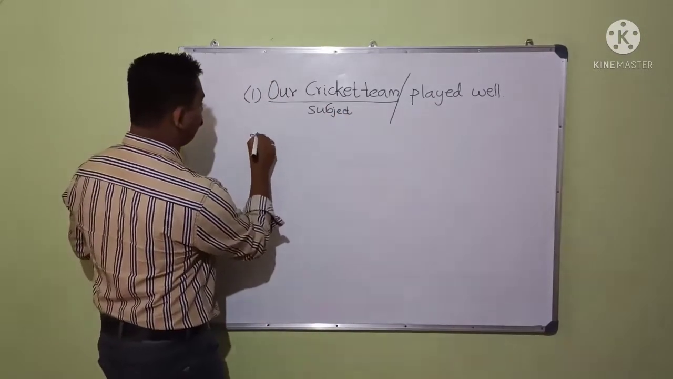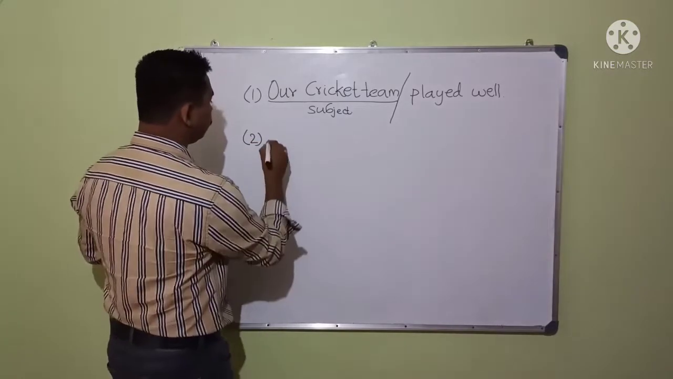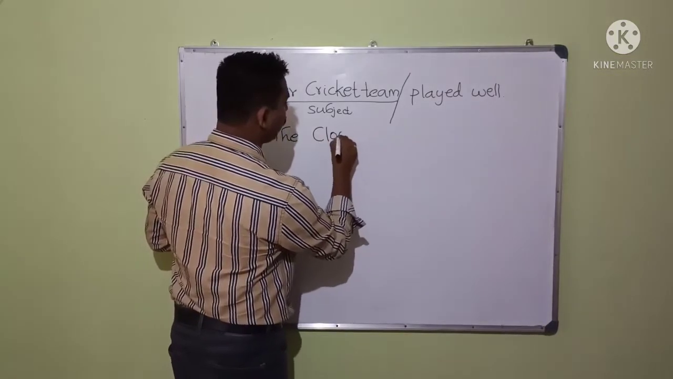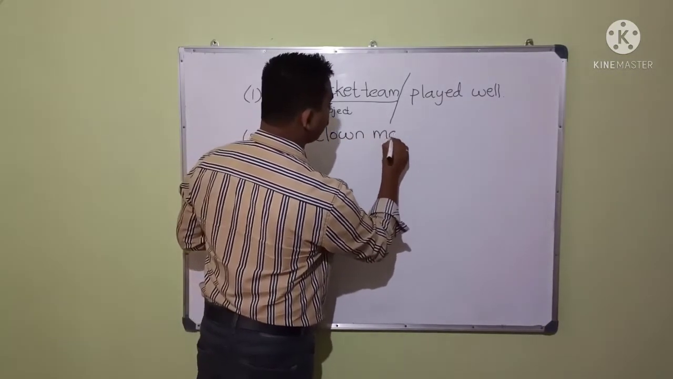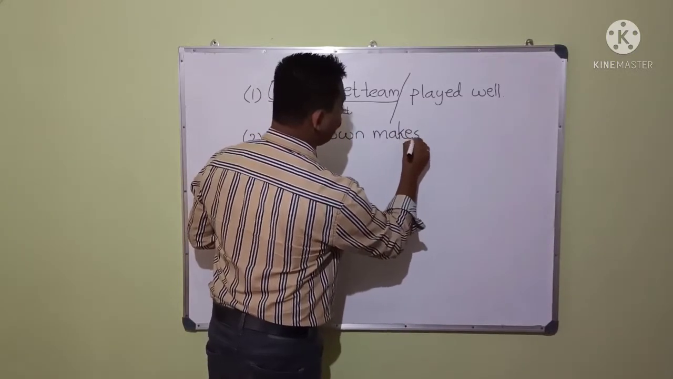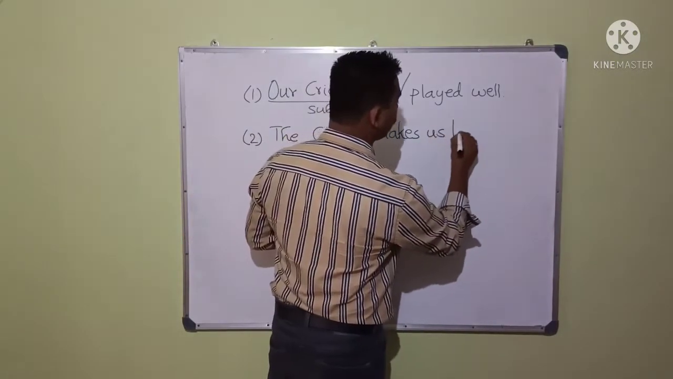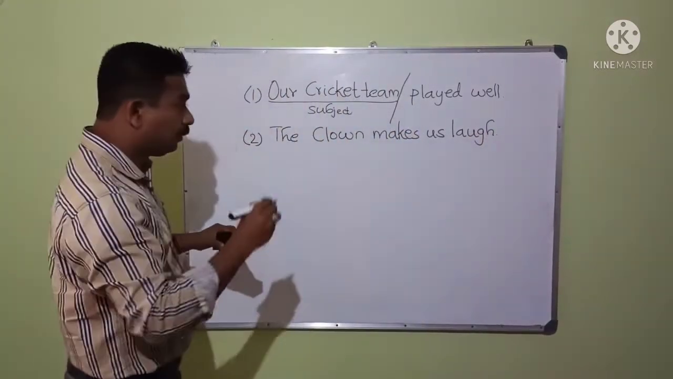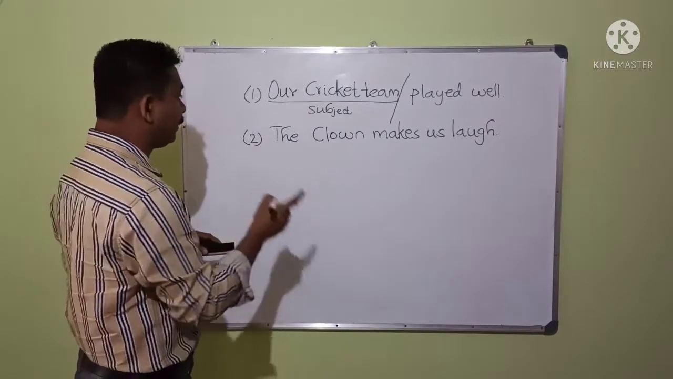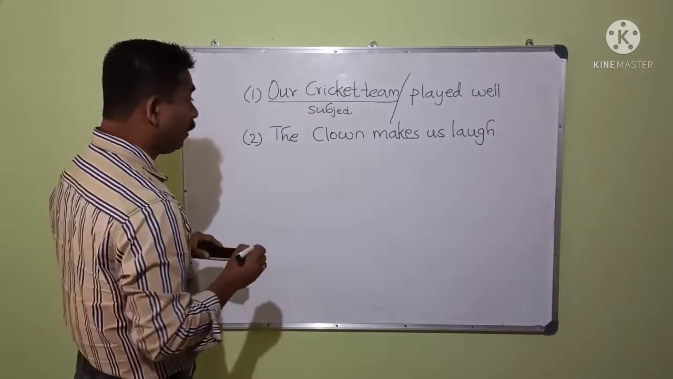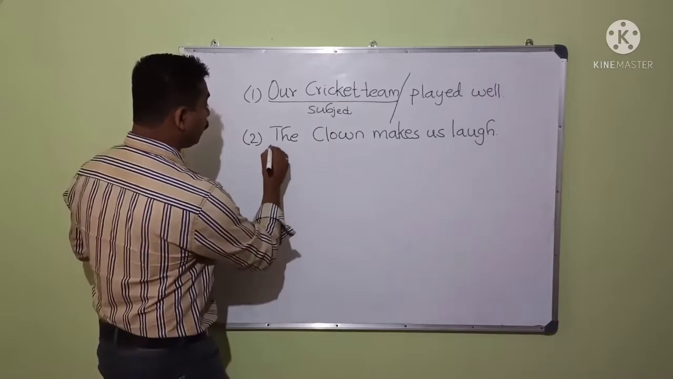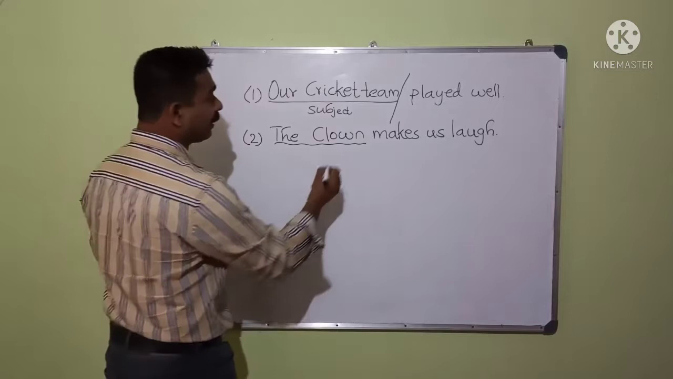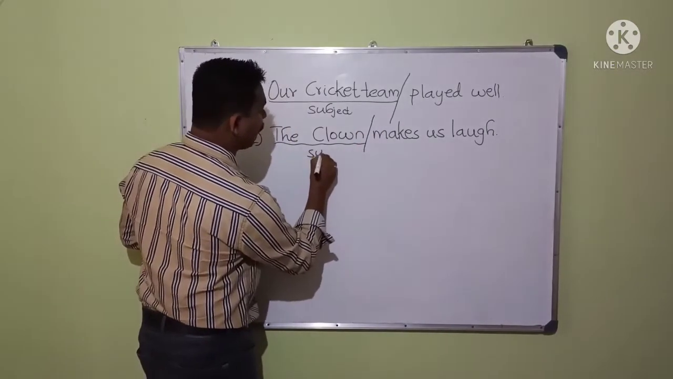Another example for you. The clown makes us laugh. This sentence, that is the second sentence, says about the clown. So, the clown is the subject.